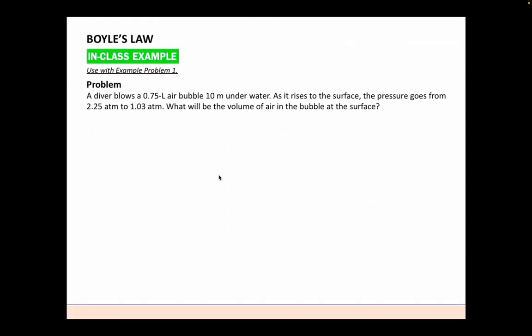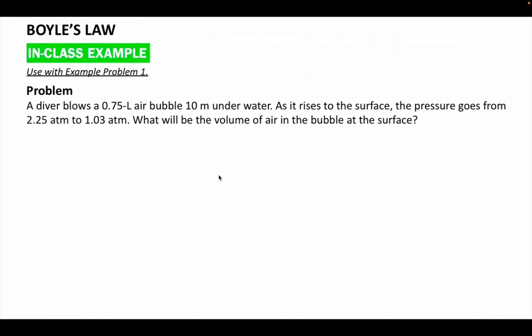So we can do calculations with Boyle's Law, and we do use the equation P1 V1 equals P2 V2. So the ones are the beginning conditions, and then the twos are what it changes to. The volumes are normally in liters or milliliters. If you do have two values, they have to be in the same unit. Similarly, the pressures have to be in the same unit.